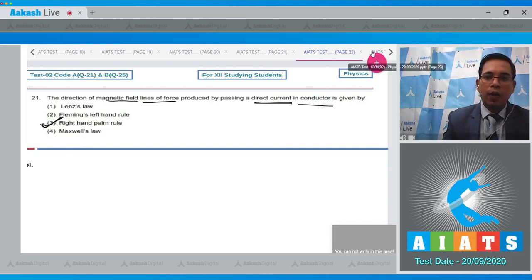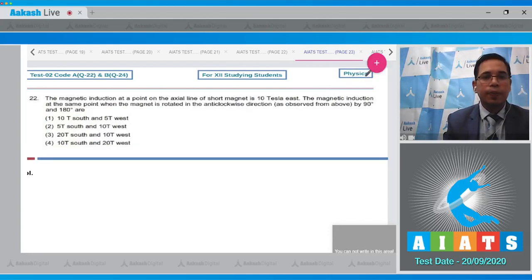Now move to question number 22, which states that the magnetic induction at a point on the axial line of a short magnet is 10 Tesla in the east direction. The magnetic induction at the same point when the magnet is rotated in the anticlockwise direction as observed from above by 90 degree and 180 degree are.